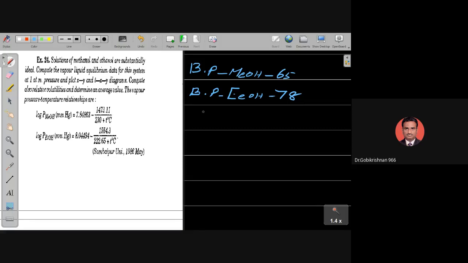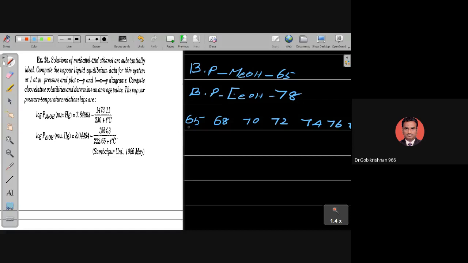Therefore, we have to select different temperatures between 65 and 78. The first temperature, of course, is 65. The second temperature I have arbitrarily selected is 68. Then 70, then 72, 74, and 76. The last one is 78.